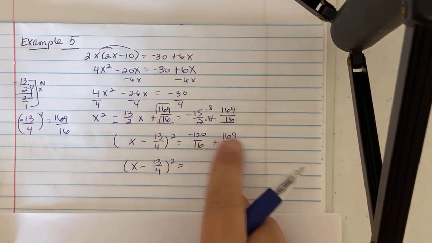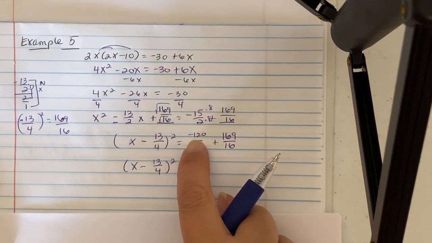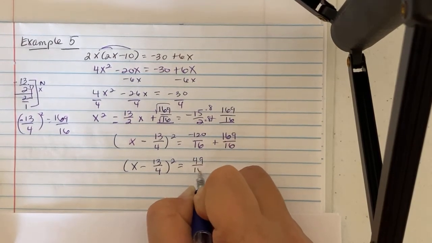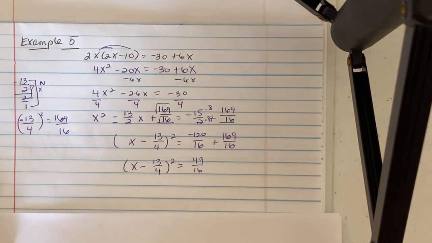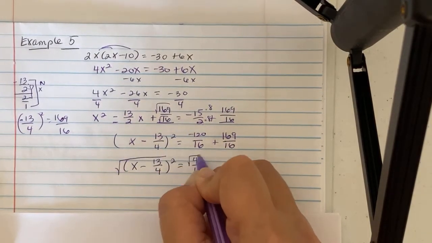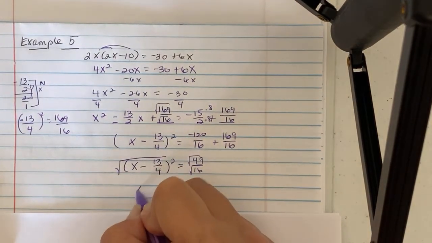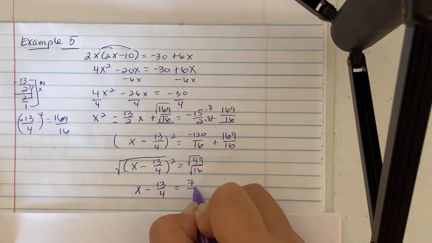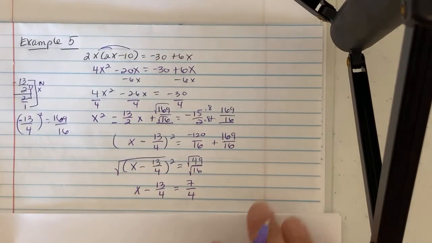And now combine your two fractions. I'm short $120, but I found $169. I have $49 over 16. Now we can apply the square root property. So you're going to take the square root of both sides, numerator and denominator. So you get x minus 13 over 4 equals 7 over 4.